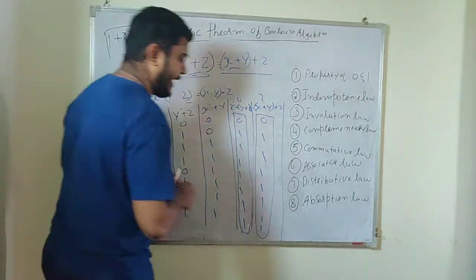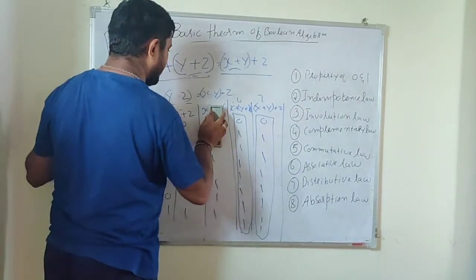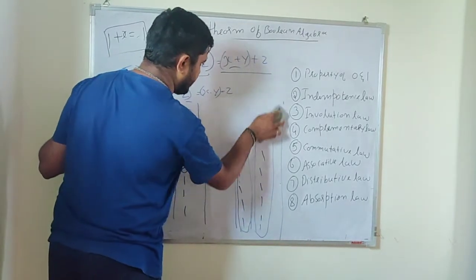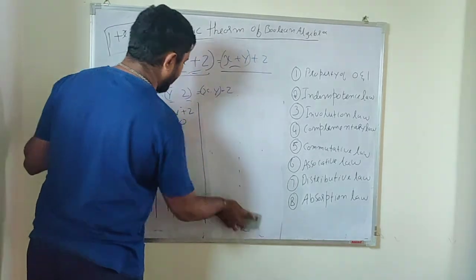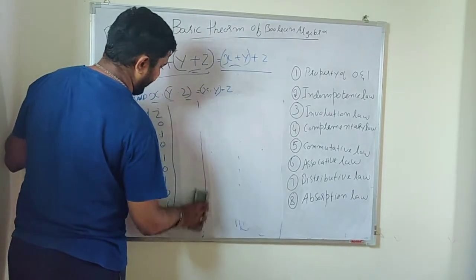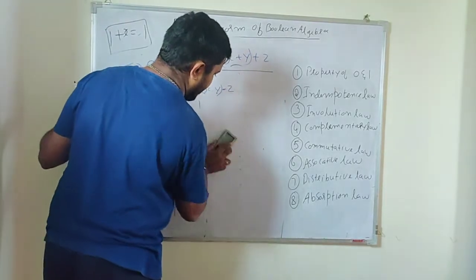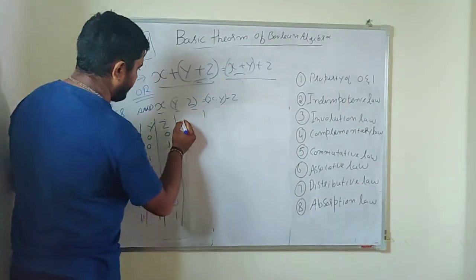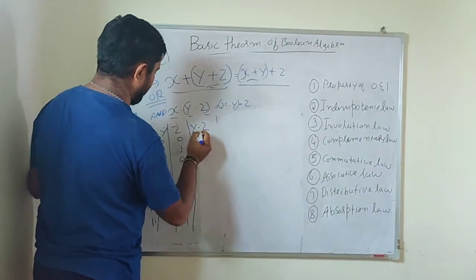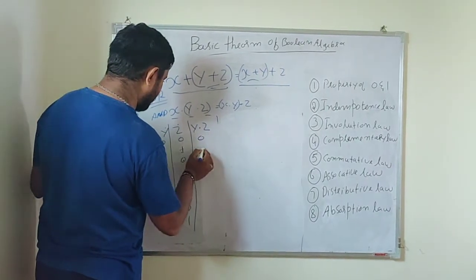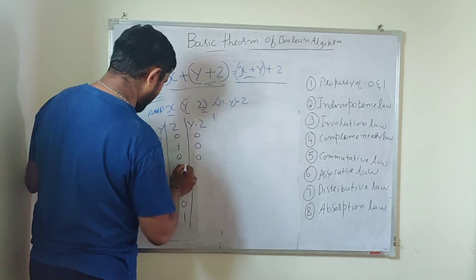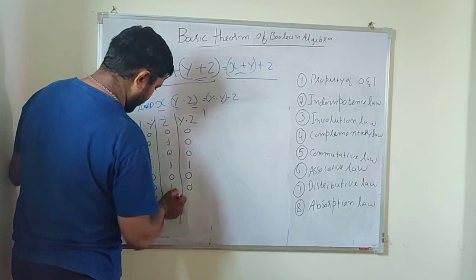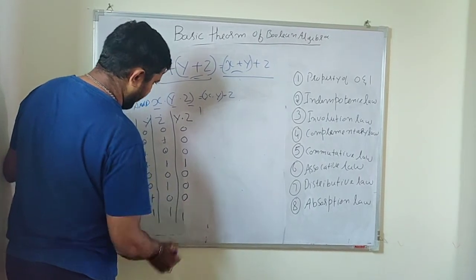So let us check for x into y. Here I am just going to change the last three columns. Instead of x plus y, I am going to change that to x into y. First is y into z. So y into z: 0 0 is 0, 0 1 is 0, 1 0 is 0, 1 1 is 1, 0 0 is 0, 0 1 is 0, 1 0 is 0, 1 1 is 1.